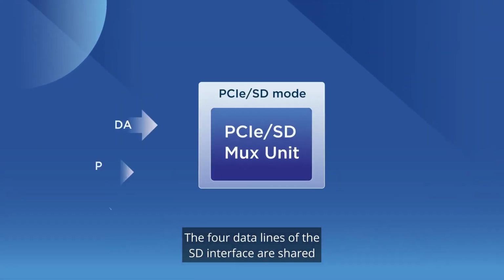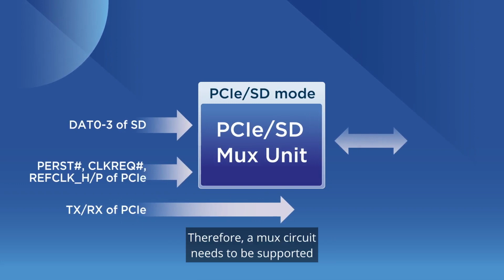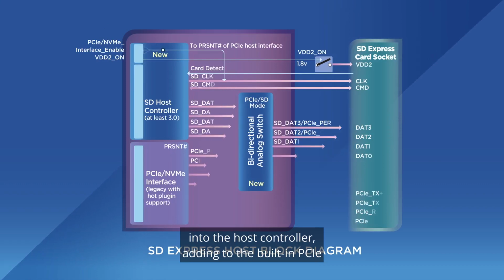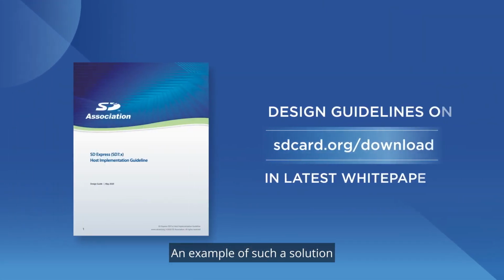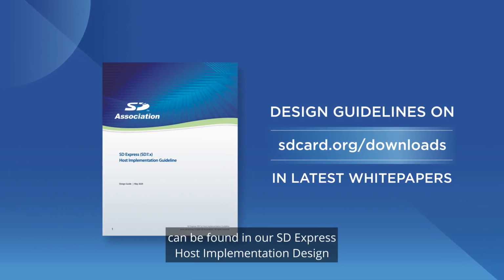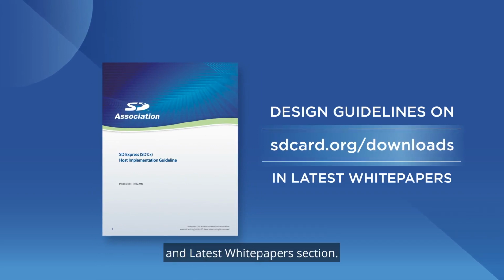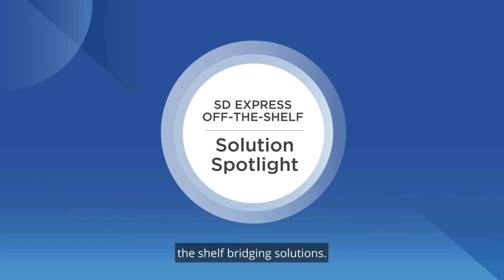The 4 data lines of the SD interface are shared with 2 sideband signals and 2 reference clock lines of the PCIe interface. Therefore, a MUX circuit needs to be supported on the host side to support both SD and PCIe modes. The support of the MUX circuit may be built into the host controller, adding to the built-in PCIe and SD building blocks. An example of such a solution and a recommended host implementation design, including high-level thermal handling solutions, can be found in our SD Express Host Implementation Design Guideline, available on our website in the Downloads and Latest White Papers section. An easier and faster option of implementing the SD Express interface to any host device is to use readily available off-the-shelf bridging solutions.